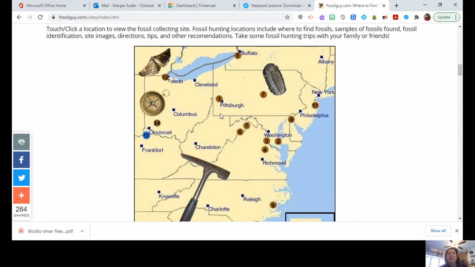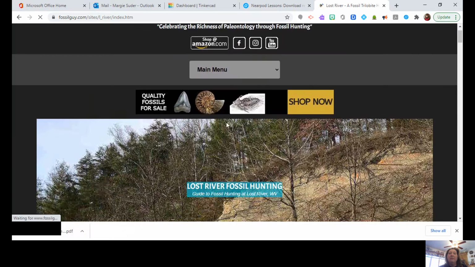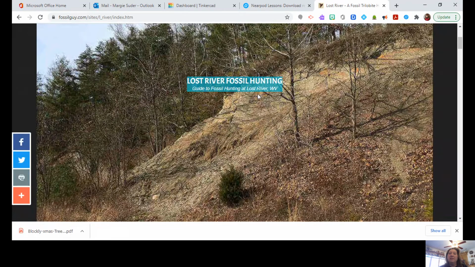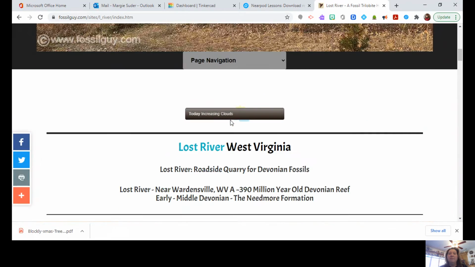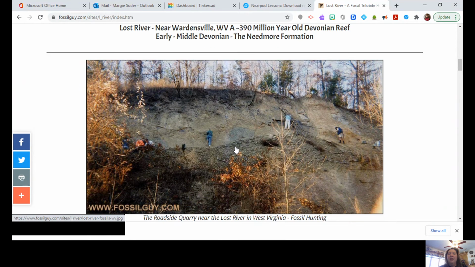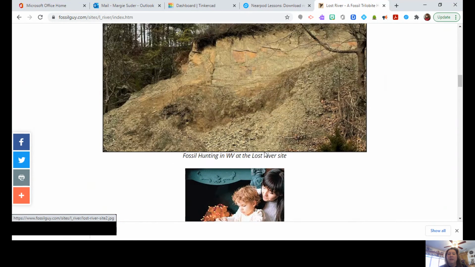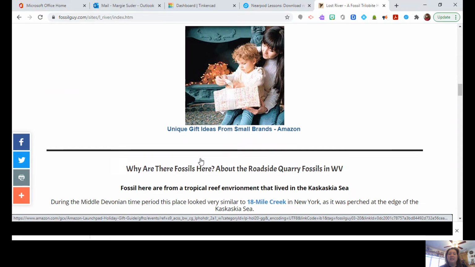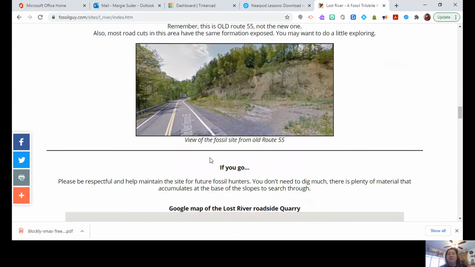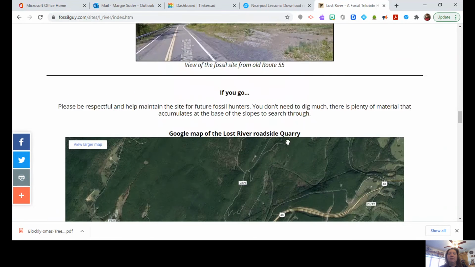So if you want to go hunting for fossils, you could click on here. It'll give you a map, tell you where it's at. This is called Lost River Fossil Hunting. It's in Lost River, West Virginia. It'll tell you how to get there, what it looks like. Then you can see the rock formations here. These are people who've collected rocks from there. Tells you exactly how to get there. And then it even showed you what it would look like, where you pull off.